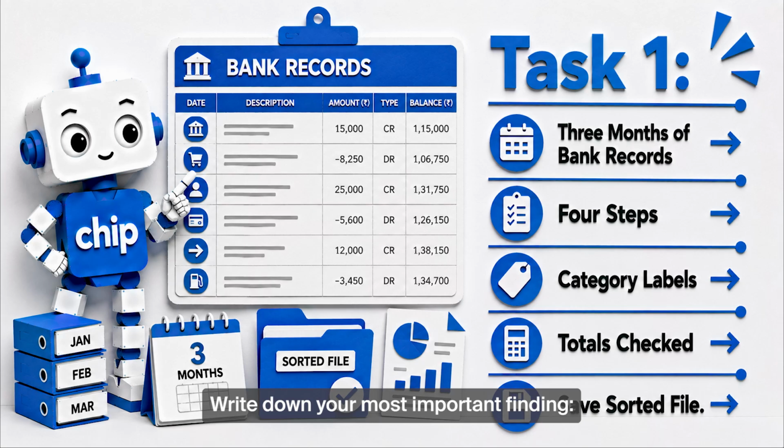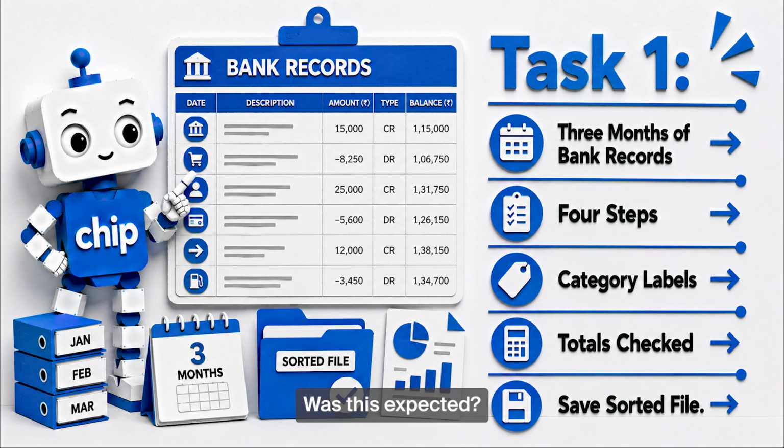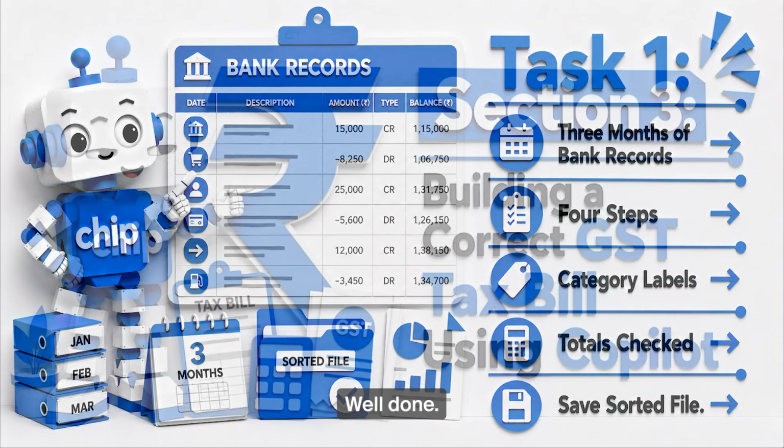Write down your most important finding. Which category had the most money going out? Was this expected? Well done.